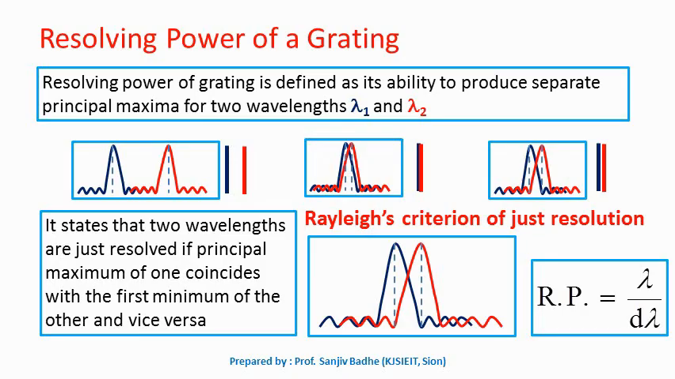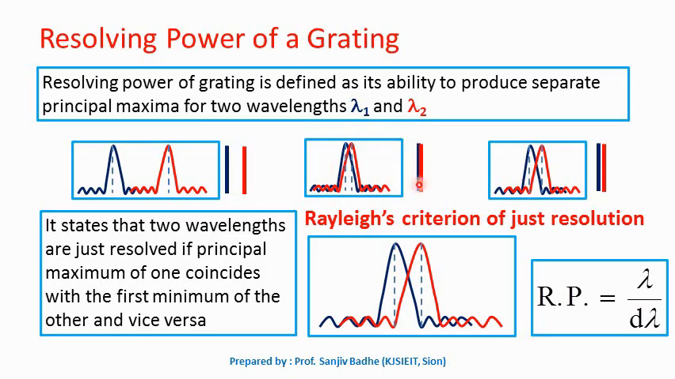If we consider two wavelengths, lambda 1 and lambda 2, lying very close to each other in the diffraction pattern obtained with the grating, the two wavelengths are well resolved when the spectral lines corresponding to them lie far apart from each other. So if the spectral lines are lying far apart, the maxima corresponding to those spectral lines also lie far apart from each other.